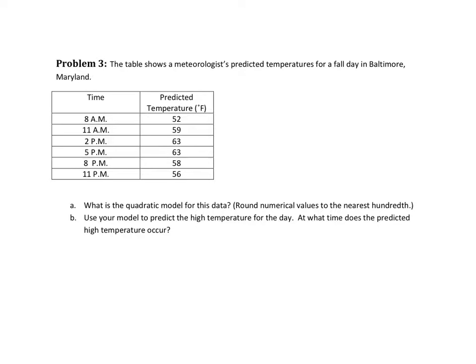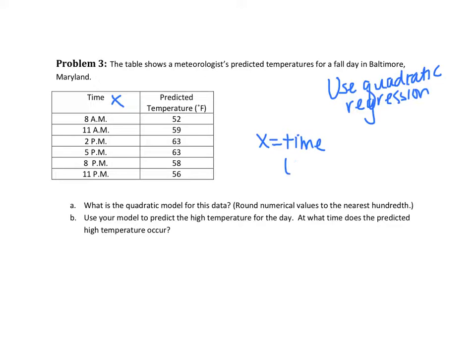So what we're going to do is use quadratic regression on our calculator. And we've done regression in the past. We've done it with linear equations. We selected LinReg. Here we're going to do quadratic regression. I'm going to let x be my time, and we're going to consider a military clock here. We're going to use military time. Okay, and what that means then is at 8 a.m.